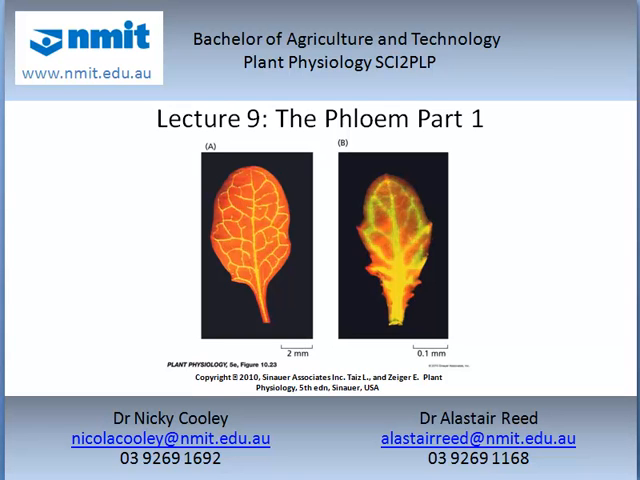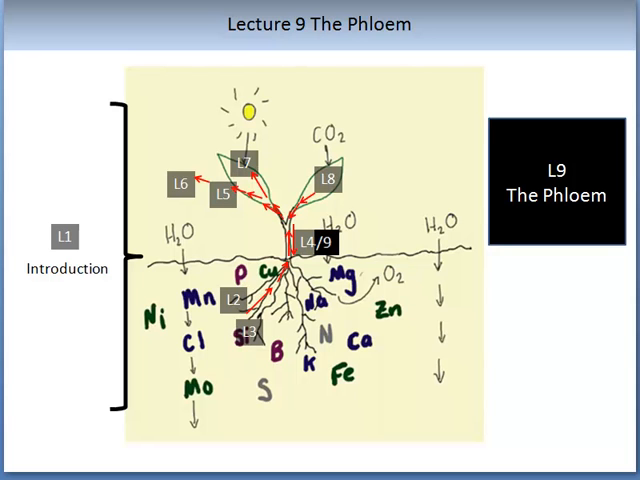My name is Dr. Nikki Cooley. As you will be aware at this stage, we are learning about plant physiology by taking a virtual journey through the plant. We are starting at the roots and working our way through the plant. We have entered the leaves, we have learnt about photosynthesis, transpiration, and now we are learning about how carbohydrates and other compounds are distributed through the plant in the structure called the phloem.